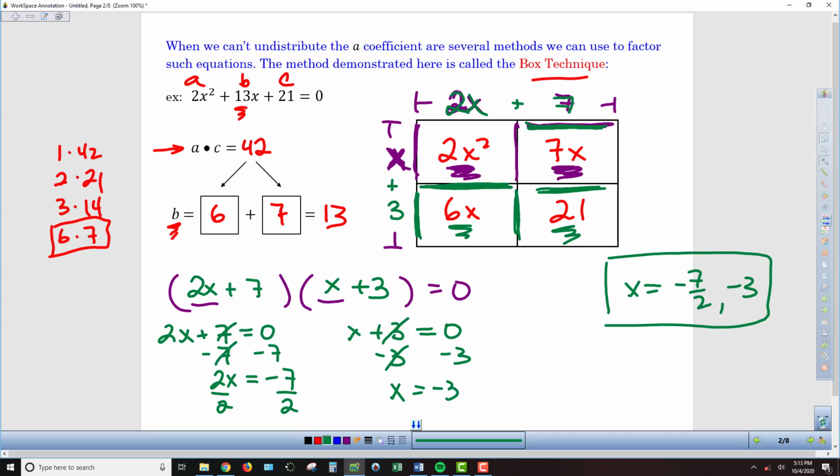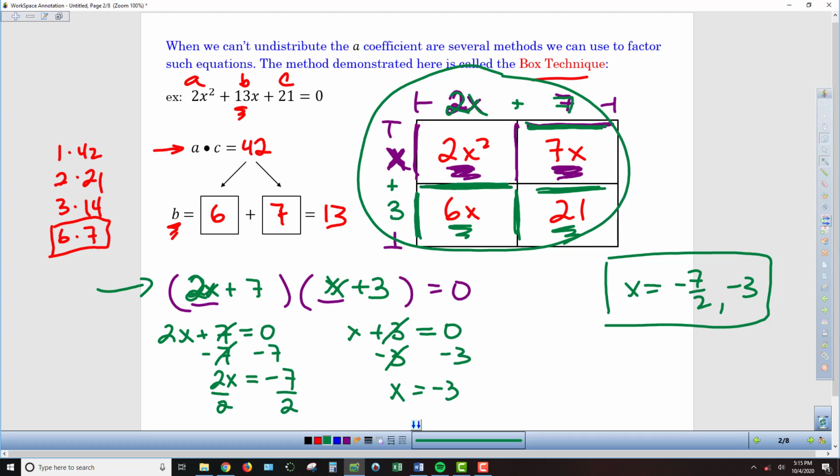So again, the box is just a tool to help us navigate our way to the two sets of parentheses that we ultimately need. There are definitely other approaches that we can take to factoring these problems. We can do it without any type of device like this, where we just start off with 2x and x as our two pieces in the parentheses, and then just work our way through there.